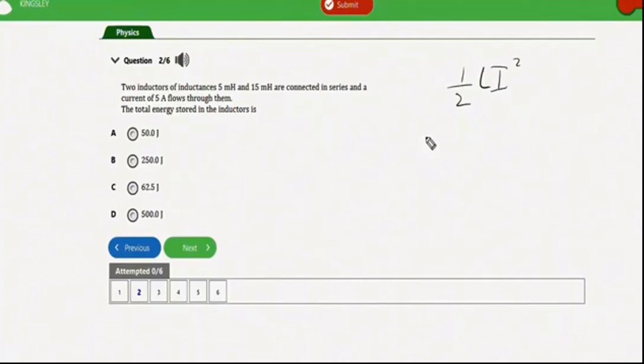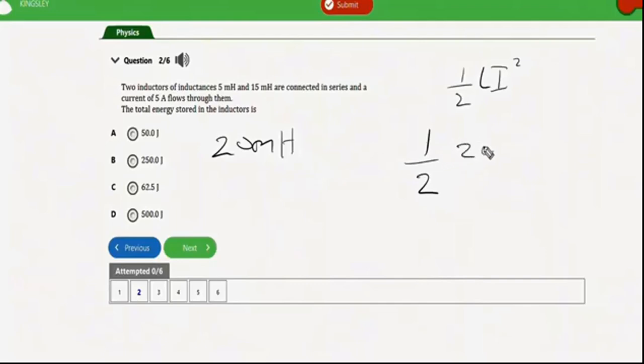So in this question, let's put the values. We have half times the inductance. The two are connected in series, so when you add 15 plus 5, you get 20. It will have 20 millihenry. Now note, in these options, they didn't convert this millihenry to Henry. They just solved it in millihenry. So you just have to be careful. Looking at the options, you should know whether they converted the unit to a standard unit. From the options we have, they didn't convert this millihenry to Henry, so we just work with it.